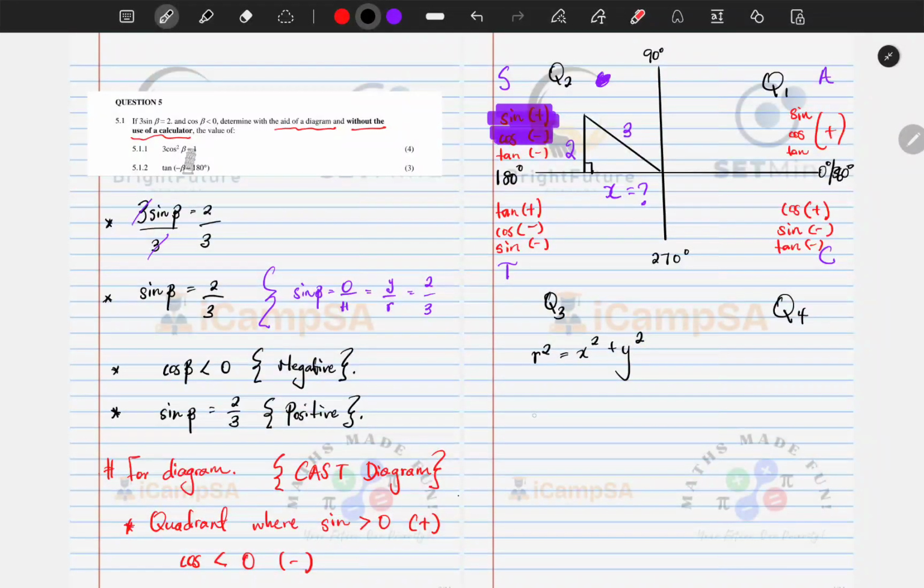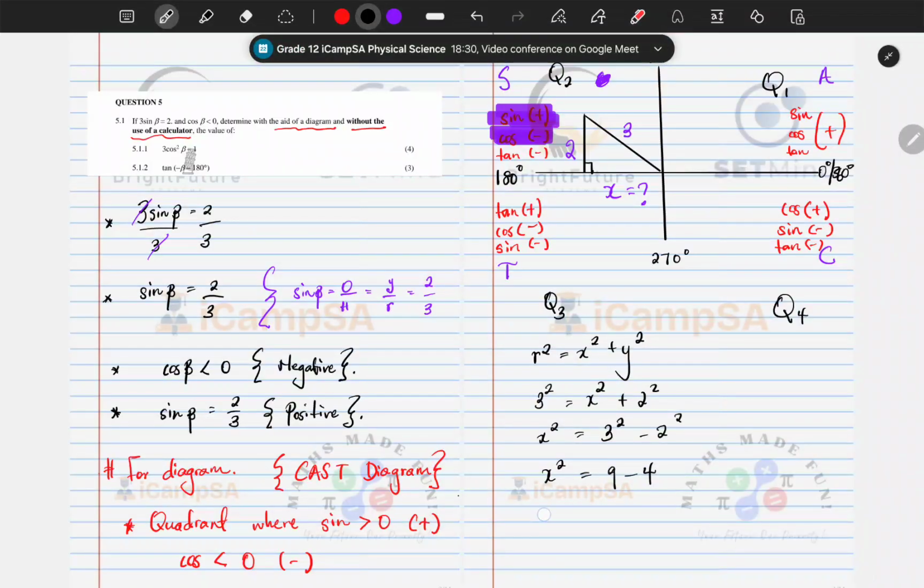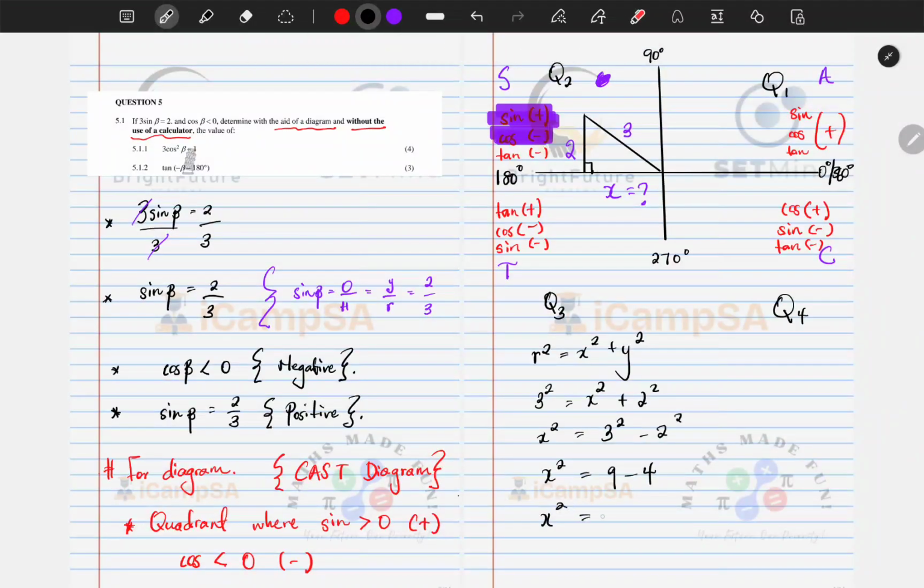Right, so what is r squared? R squared is already given, which is 3 squared, is equal to x, which is what we are looking for, plus 2 squared. So this can also be written as x squared is equal to 3 squared minus 2 squared. So x squared is equal to 9 minus 4, and then x squared is going to be 5, and then we can take square roots. So x is going to be plus or minus root 5, right?